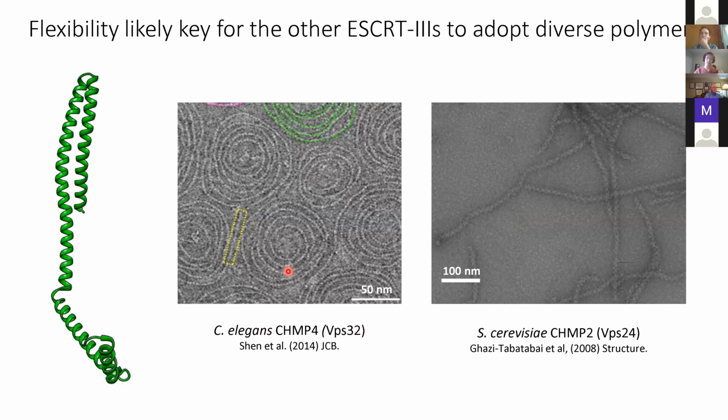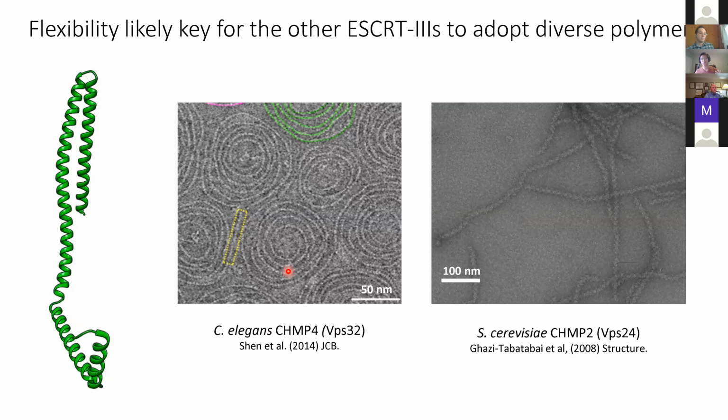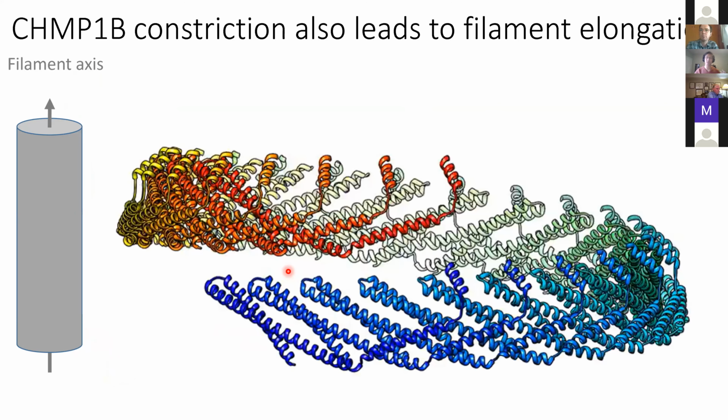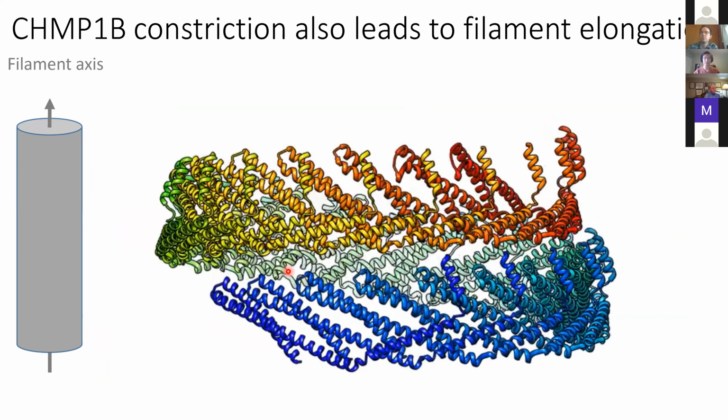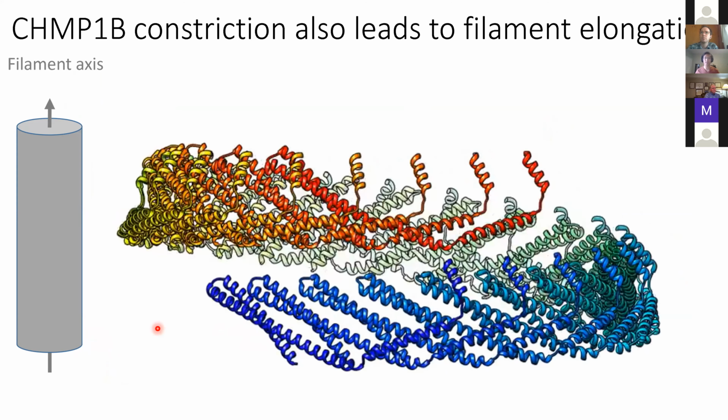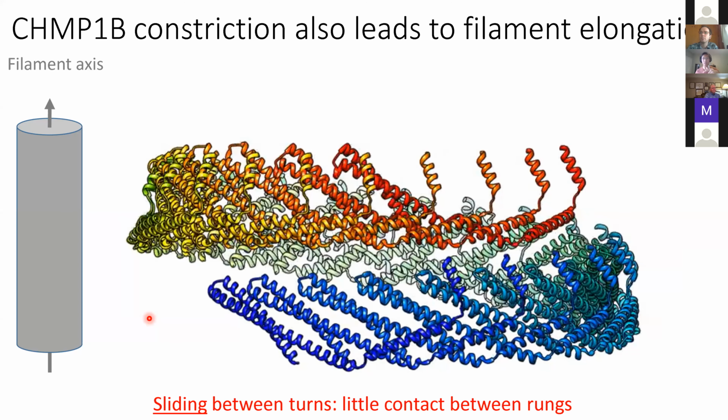Now, the consequence of CHMP1B flexing at the elbow and also always being interlocked in an I+4 configuration is that as you're constricting this membrane, you're also going to elongate the membrane. So here I'm going to show you a movie where I apply that simple elbow flex across an entire turn of CHMP1B molecules. As you can see, as it's constricting, you're going to get elongation along the filament axis. What I also want to point out, as you can appreciate from this movie, is that there's really little contact between rungs, that these subunits are easily sliding between turns.